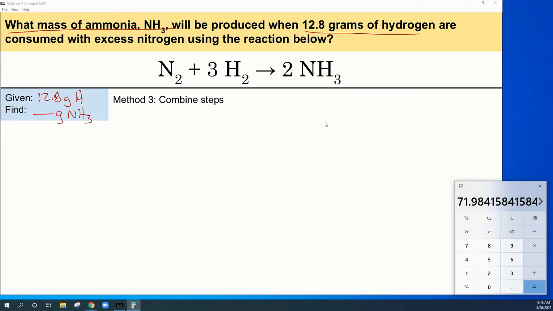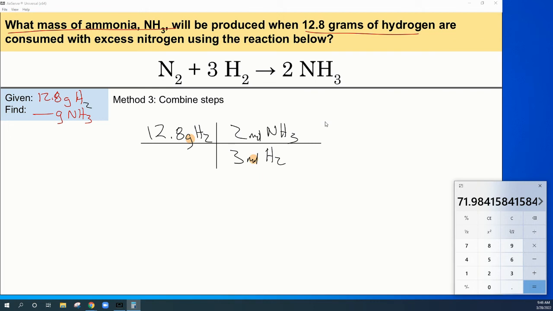Same idea. I know that I'm going to start with 12.8 grams of hydrogen, and I need to end up with grams of NH3. So when I look at this and I start to write out, okay, I'm changing substances, and I'm going to use this 3H2 to 2NH3 to change substances. And I recognize that's moles and moles. I go, oh, I can't use this yet because my units, again, don't match. So what I do is I make my units match.